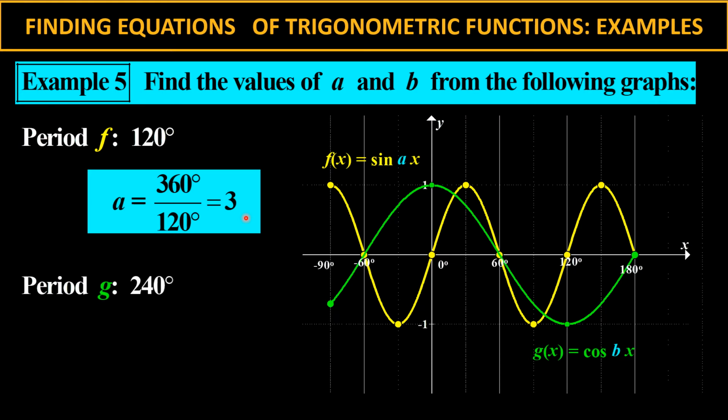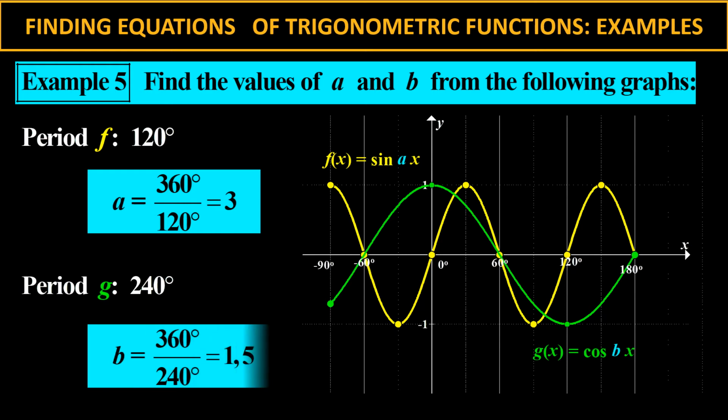Similarly here, if I look at the g graph, there's the g graph, right? That period is, you see, from there to there, that is 120, and from there to there, or you can just see 60, 60, 60, 60, 4 60s is 240, so the period is 240. So the b value is 360 divided by 240, which gives me 1.5, or 3/2.